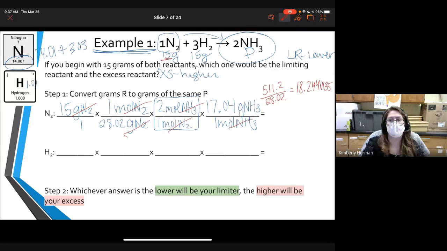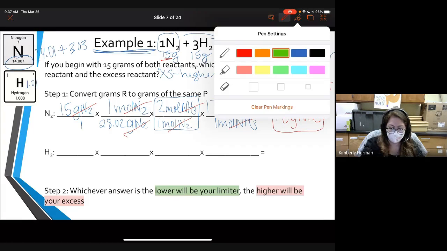So go back to 15. How many sig figs are in 15? 2. So we're going to count over 1, 2. Will 2 round it up? Nope. So we're going to have 18 grams of NH3. Now, we can't tell if this is the limiting or excess yet, because now we have to do the other reactant, H2 to NH3. So I'm going to do it in green down below.